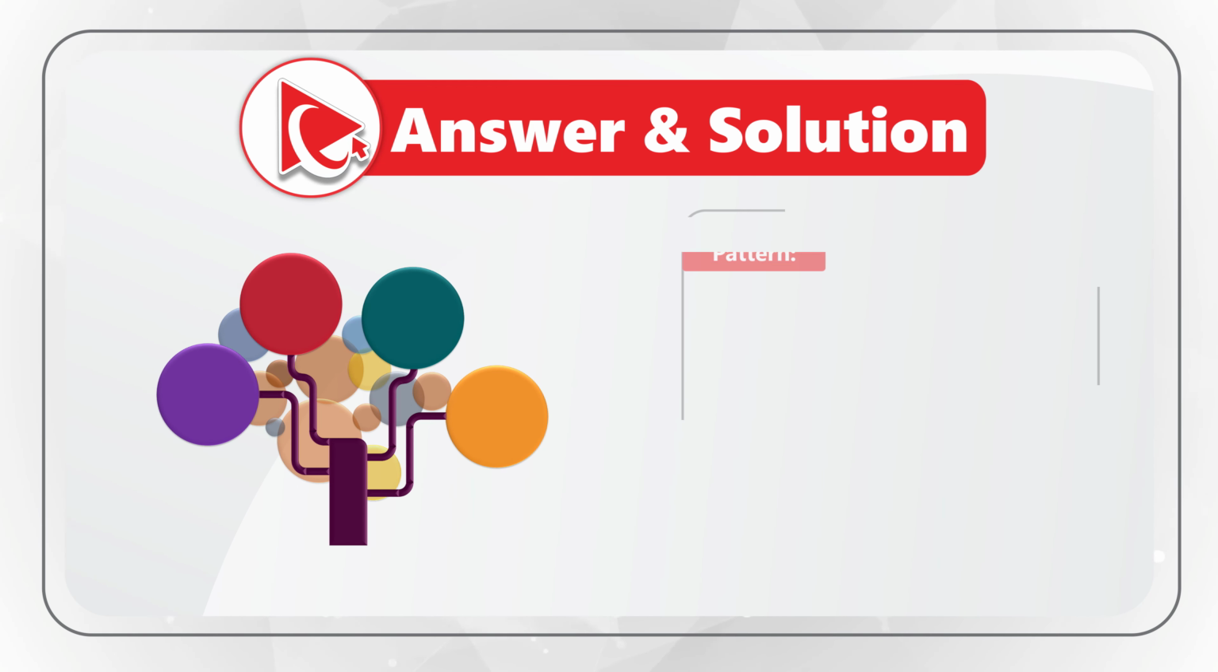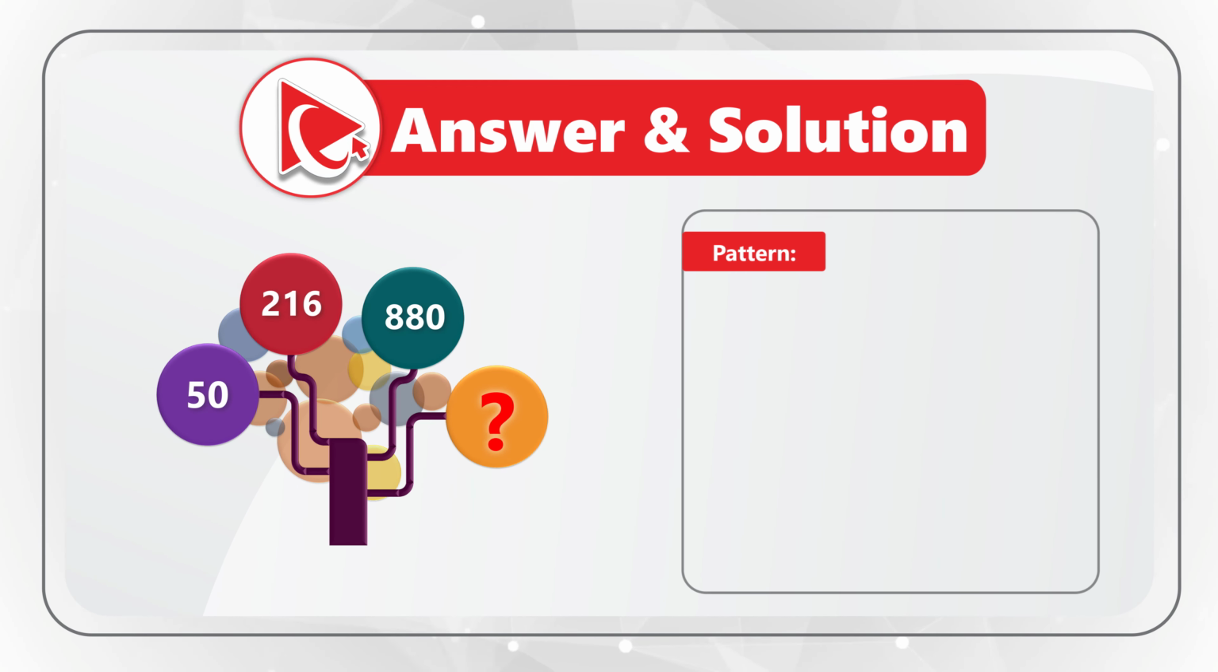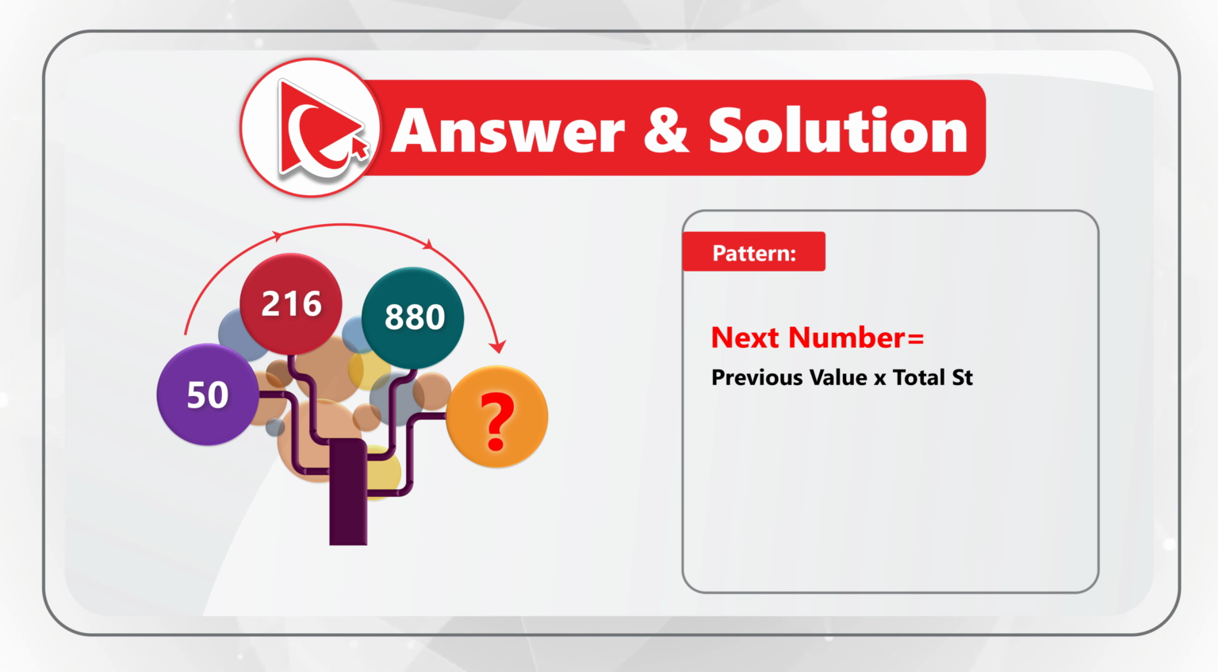The pattern here is rather simple, but it takes a little bit of time to detect it. If we start from the left, from the smallest number, and go clockwise, the next number is calculated as the previous value multiplied by the total number of lines plus total number of circles.